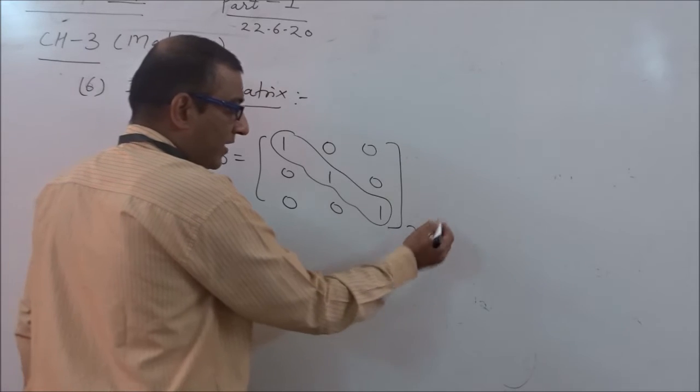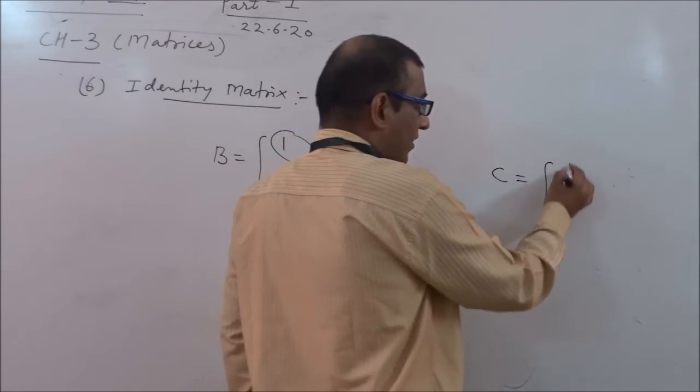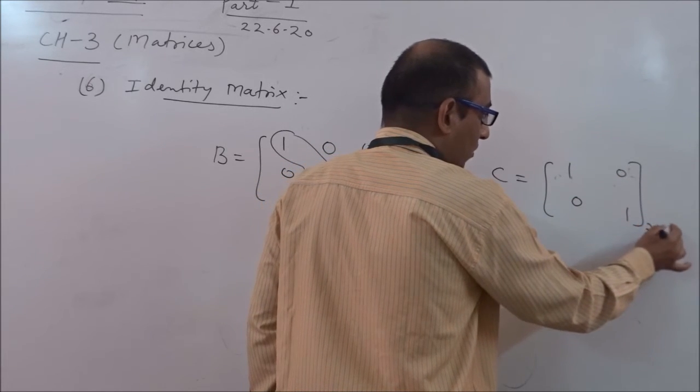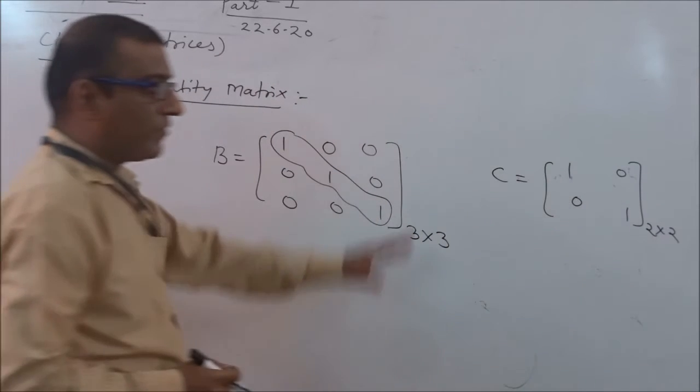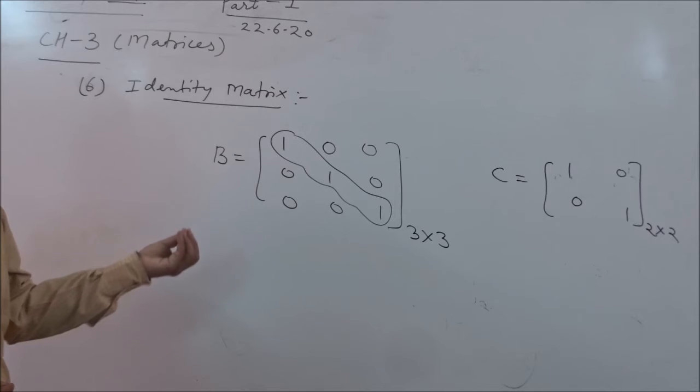If someone wants to know how we can denote it for 2 into 2, we will take one more example. 1, 0, 0, 1. Such type of matrix is known as identity matrix, or we can say it is also known as unit matrix.